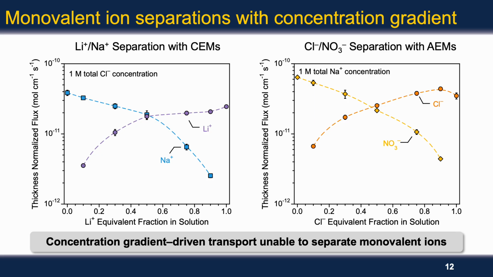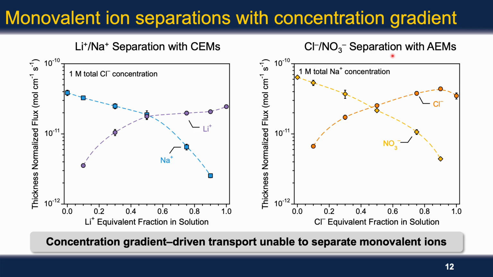Finally, a few comments on monovalent ion separations using this concentration-driven mechanism. In both of these studies, we tested monovalent separations, so lithium and sodium for the cation exchange membranes, and chloride and nitrate for the anion exchange membranes. In both cases, we found essentially no separation between these monovalent ions. The selectivity for both cases was very close to 1. The reason for this is that there is not a significant difference in the partitioning between lithium and sodium or chloride and nitrate in these ion exchange membranes, and especially the partitioning does not depend on total salt concentration.